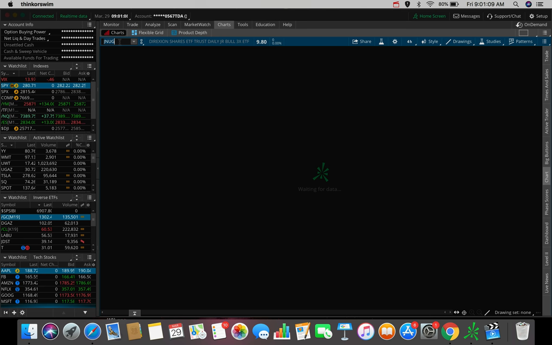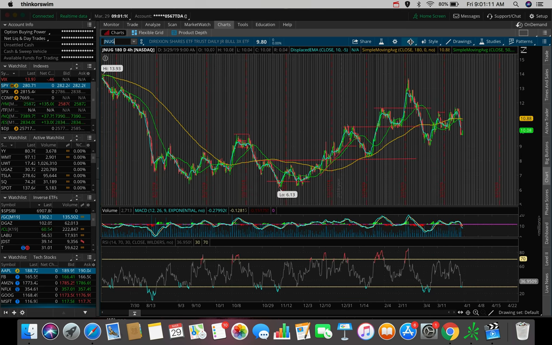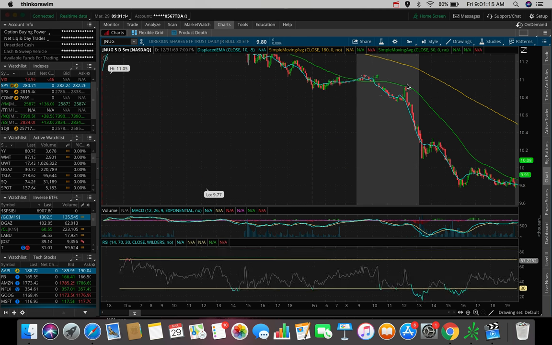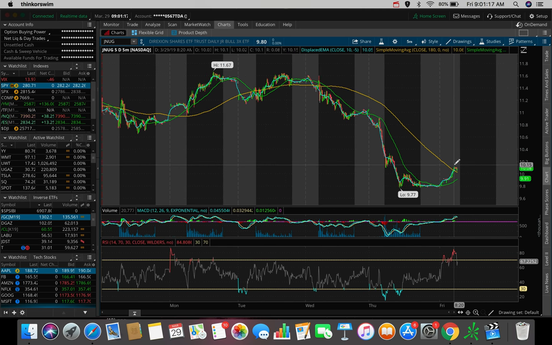And JNUG right now, which is again the ETF I'm watching for this morning, we ended up closing the day at about 980 yesterday, and now we're trending nicely into the $10 range. So keep an eye on this one. This one could potentially be a runner today, especially if gold continues its push to the upside.